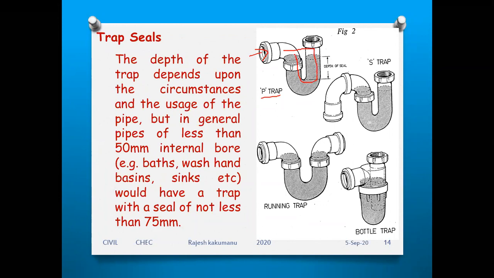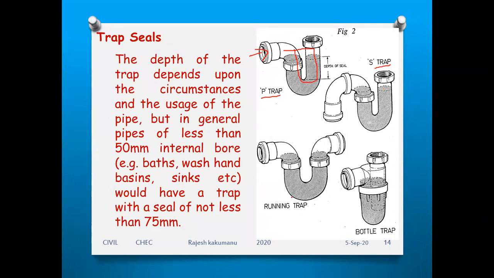Right? It is a T-shaped trap where you have an entry and an exit. So this is a liquid medium inside, the seal. Next, the S-shaped trap. This has some form of S shape, where you have the liquid inside.